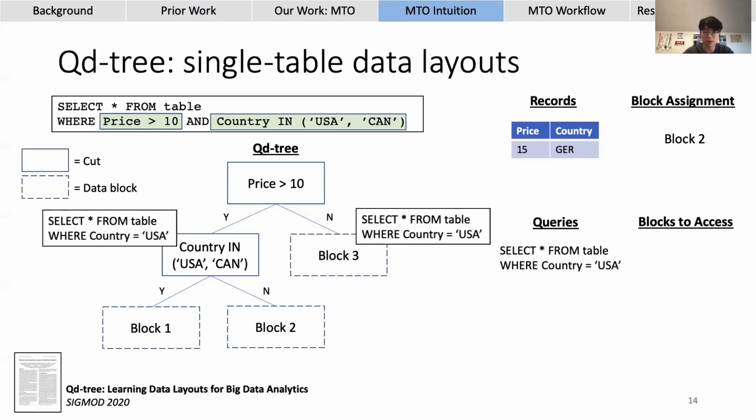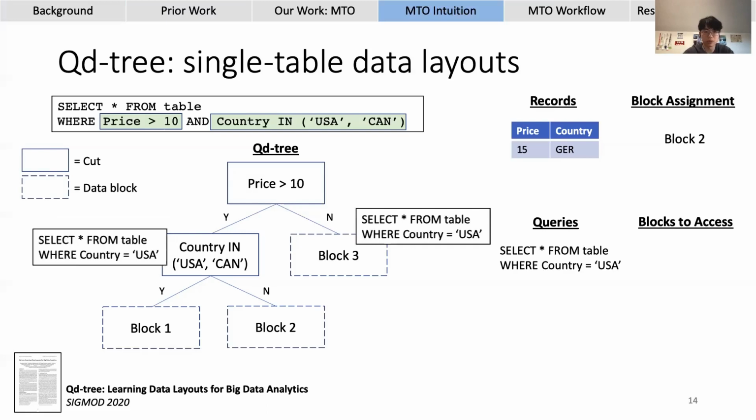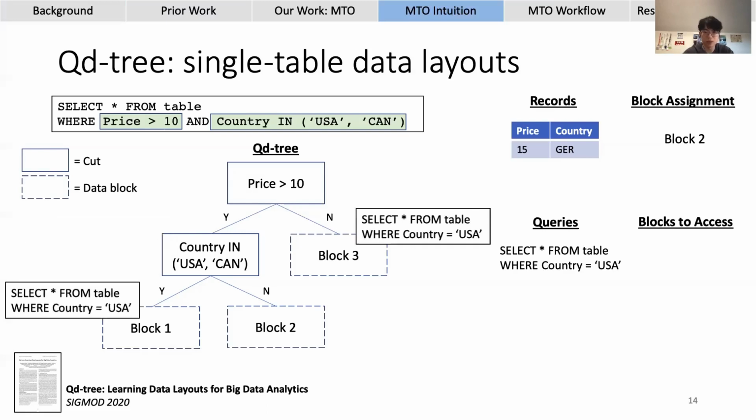And in this case, the query only wants rows where the country is USA. So we only go down the left branch. So now we know that the query must access blocks 1 and 3. So in the end, there are these two ways of determining which blocks to skip: the first being using zone maps, and the second being to use the QD tree directly.